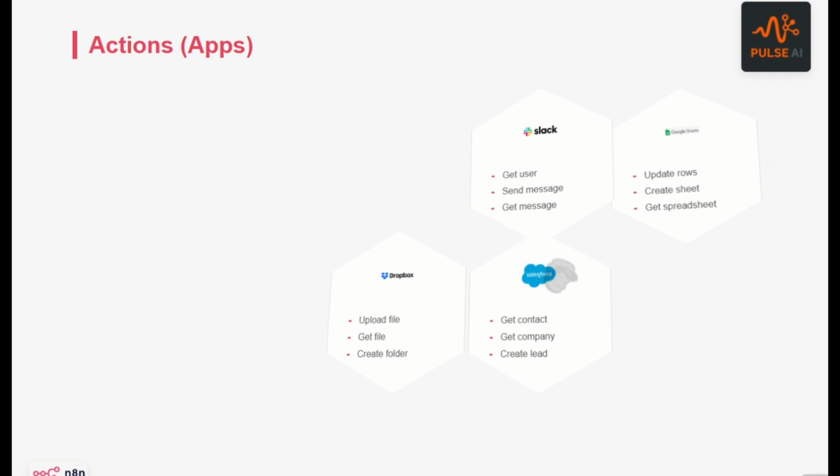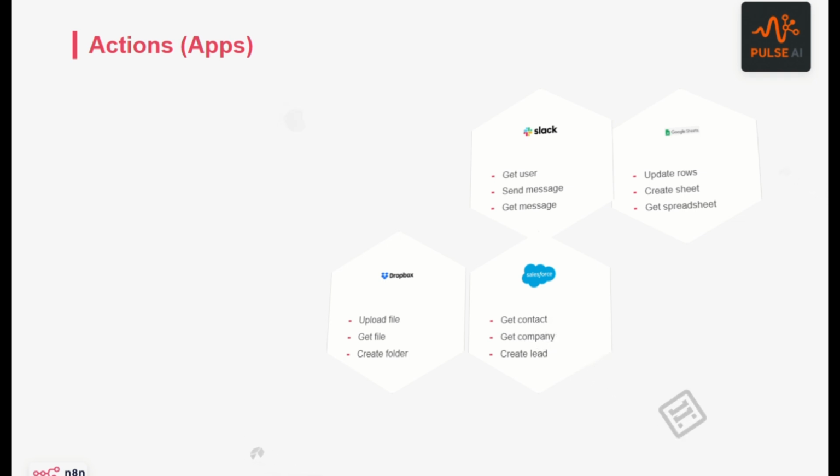This is what you're going to be using most of the time when building automation. We can take a couple of examples. With Google Sheets, you might want to update rows, create a sheet, or get a spreadsheet. If you're using Dropbox, you can upload a file, get a file, create a folder, move a file from one folder to another. If we're using Slack, you can send a message, get a user, get all of the messages from a specific channel. If we're using Salesforce, which is a CRM, we can get a company, get a contact, create a lead, associate a lead to a company. This is going to depend highly on which kinds of apps you're using. Every app is going to have a different set of actions that you can use for it.